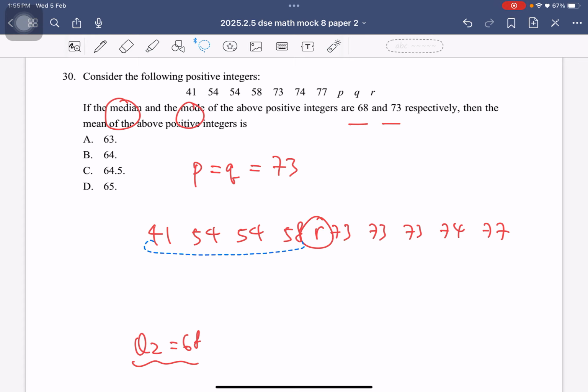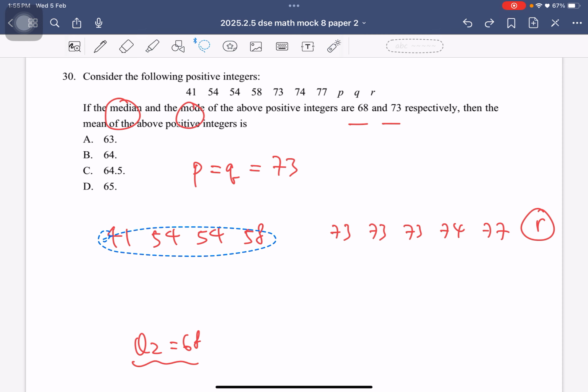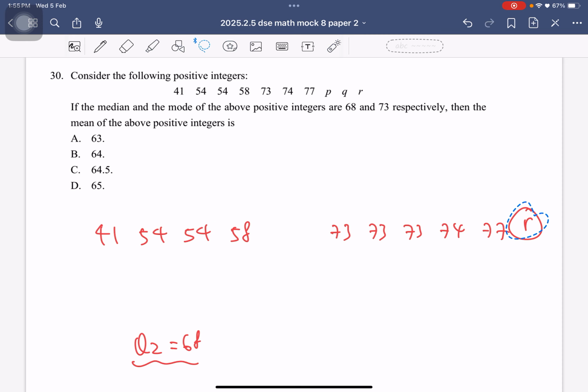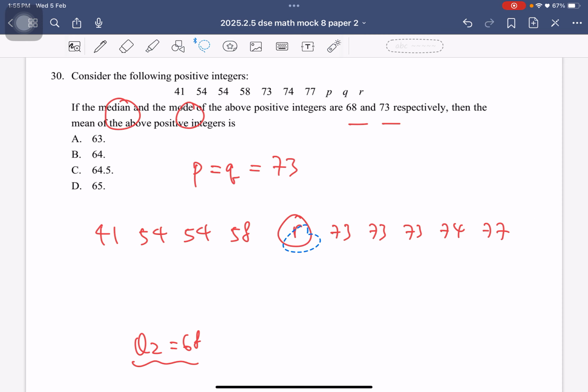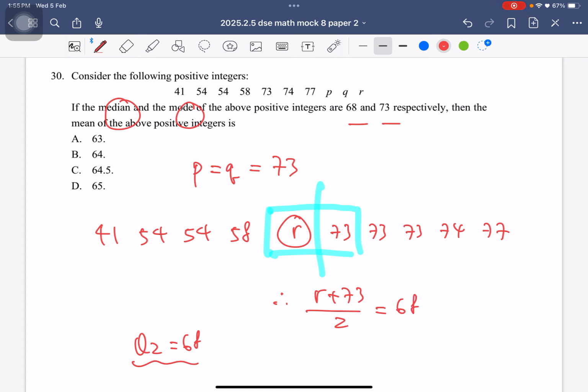So now the median is going to be these two numbers added together and divided by 2. So we have R plus 73 divided by 2 equal to 68. So R is equal to 63. So the answer should be A. Is it? No. Read the question carefully.